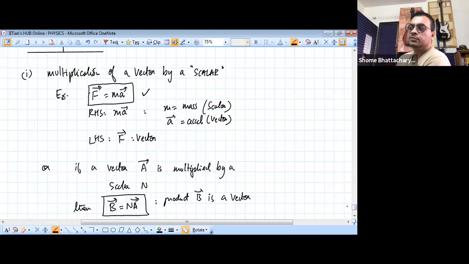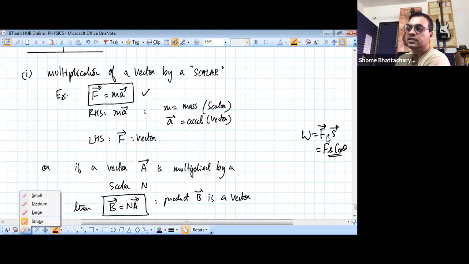Work is different, beta. In work, we operate on two vectors, that is force and displacement. So at a later stage we'll see that that's a different type of operation. You might have seen in books that work is defined as force's dot product with displacement. So that actually becomes F into S into cos theta, where theta is the angle between force and displacement. So we're going to come to that.